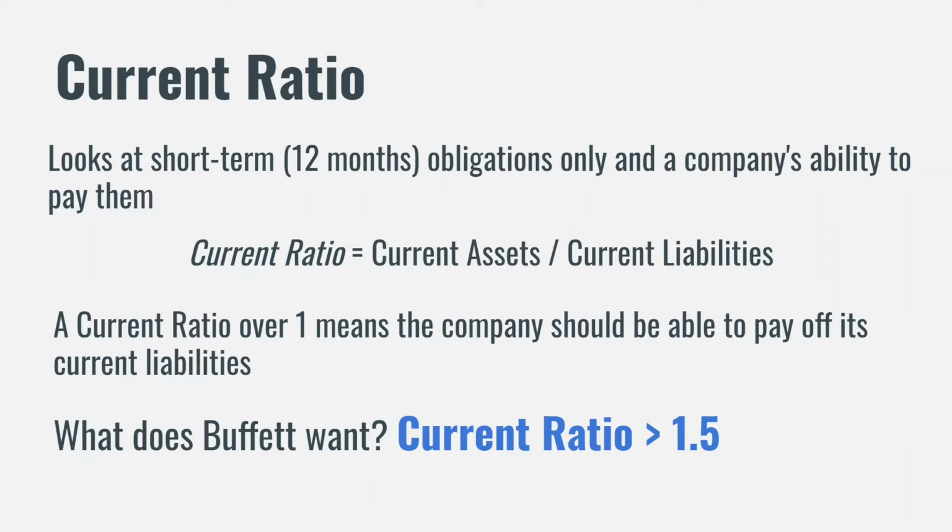A current ratio over 1 means that the company can pay off its current liabilities with its current assets. Warren Buffett likes a current ratio over 1.5. That means that the current assets need to be at least 50% more than the current liabilities.